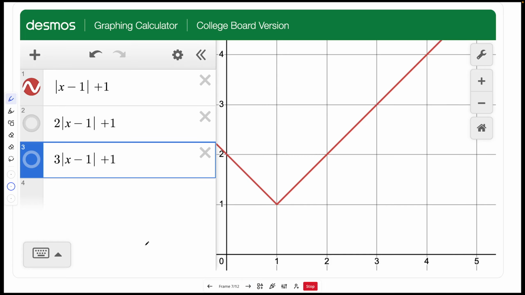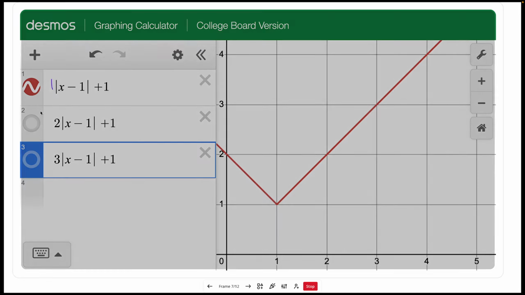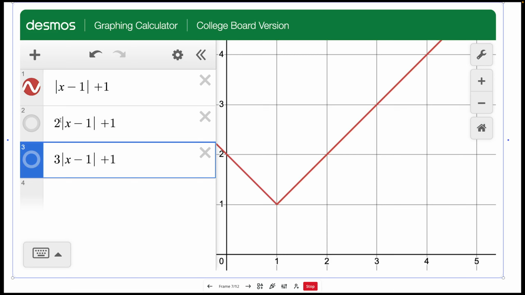All right, now what happens if we change the number on the outside of the absolute value? So, there's a 1 here, and here is the graph in red. Now what happens if we change that 1 to a 2? Let's take a look, okay?